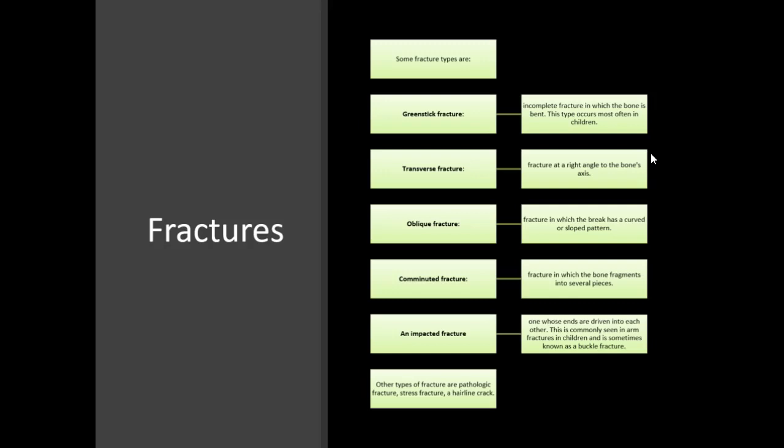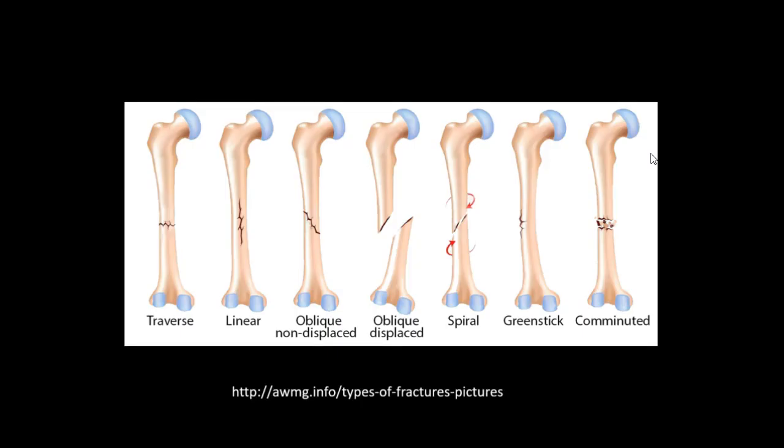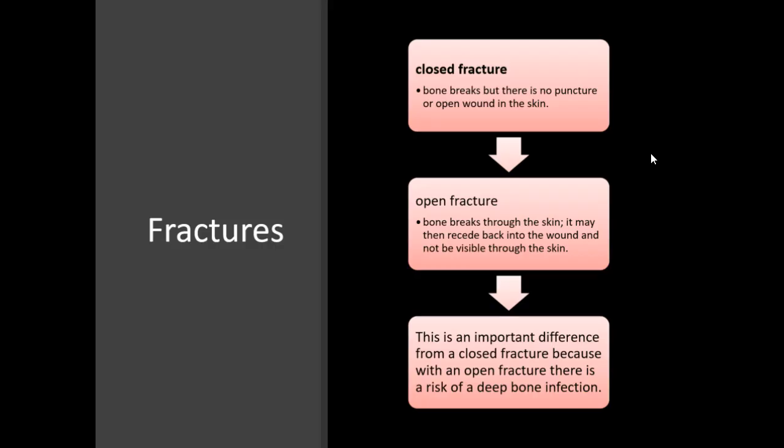It's seen in children a lot, and you'll get buckle fractures with those also. Other types of fractures are stress fracture, hairline, or pathological. So you can see the different ones here. Closed fracture is when the bone is broken but it didn't break the skin. And open is where the skin is broken, and it's important that you know the difference.